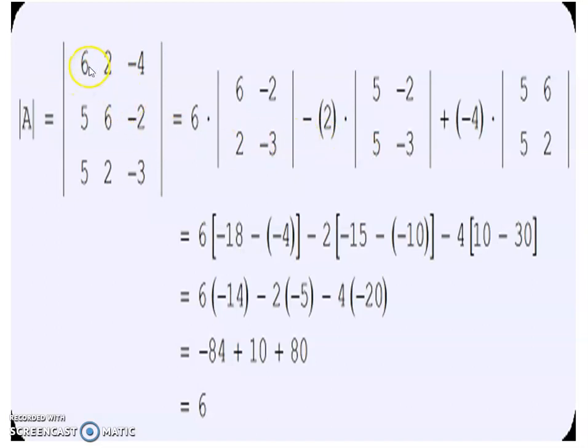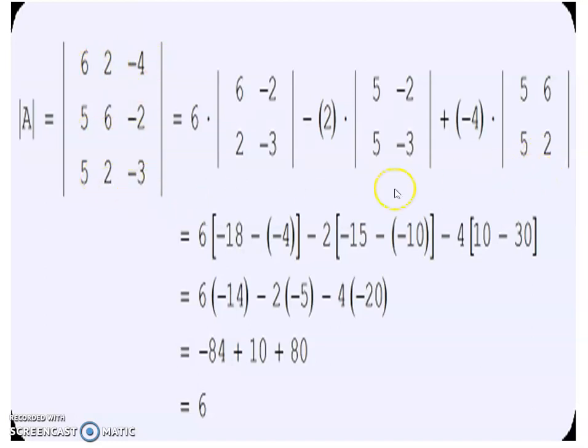So what do we skip now? First row, second column. So 5, minus 2, 5, minus 3. So I should write here 5, minus 2, 5, minus 3. Which is now remaining? Last column and first row. Minus 4 is the centre element, we must not forget. Yes, we start from first row and last column, and remain 5, 6, 5, 2.